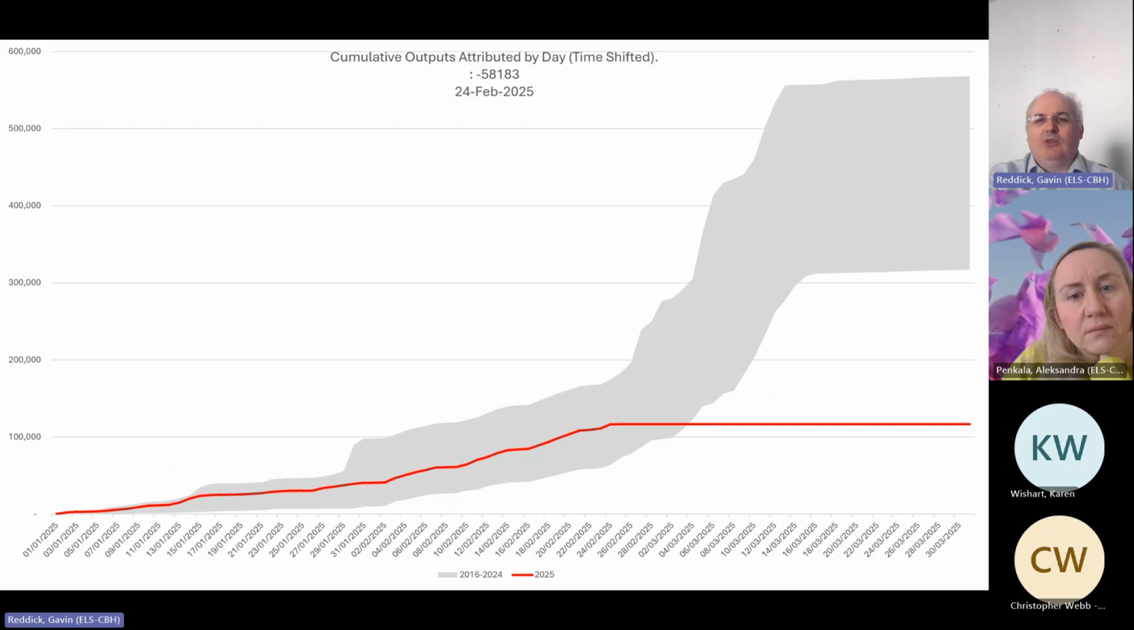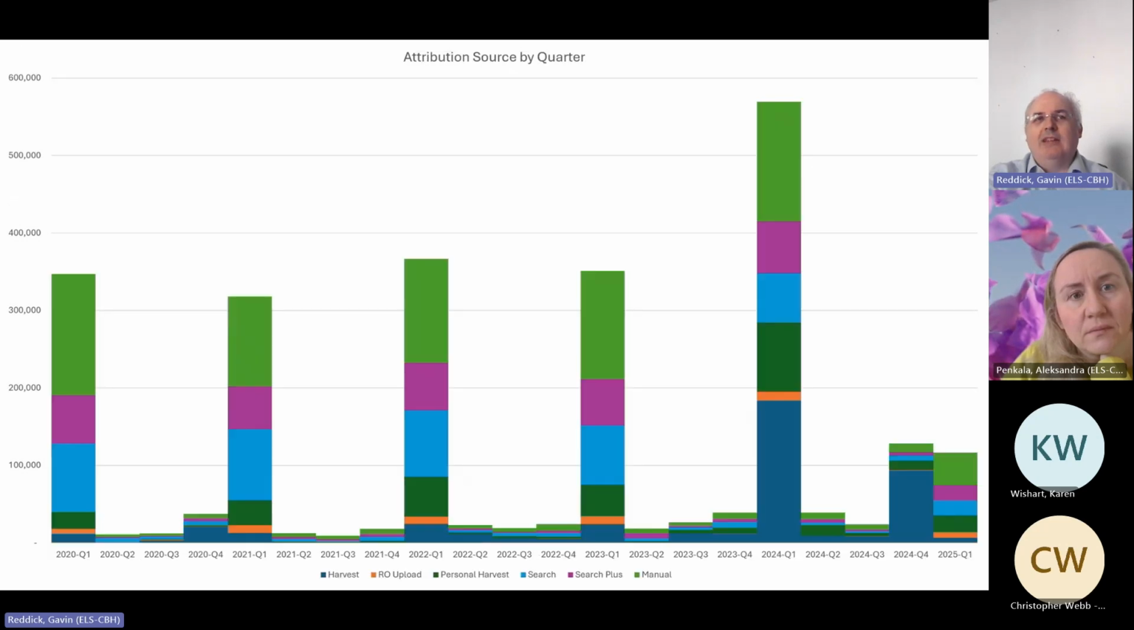So this next figure is going to look at when outputs were added and how they were added. These new attributions were harvested, uploaded by a research organization, added as a result of personal harvesting from sources like ORCID, whether the user had to search, whether the user had to search and then add something, or whether there was a manual entry. And this looks at the number of attributions, and the quarter that they were entered into. You can see Q1 for each of the years is when most of the activity takes place by a long shot.